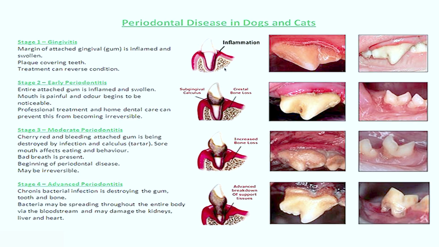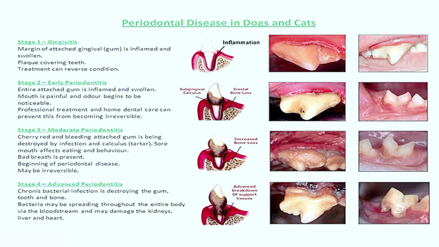So you can actually do a clean or do some brushing of the teeth, and that should resolve that inflammation and can remove some of that surface plaque, which is what you can see here. When you are at stage 2, which is your early periodontitis, the entire attached gum is inflamed and swollen. So you can see a lot more inflammation right here. The mouth is painful, and you may start to have an odor coming from the mouth as well. Professional treatment, usually in the form of dental scaling, can prevent this from becoming irreversible.